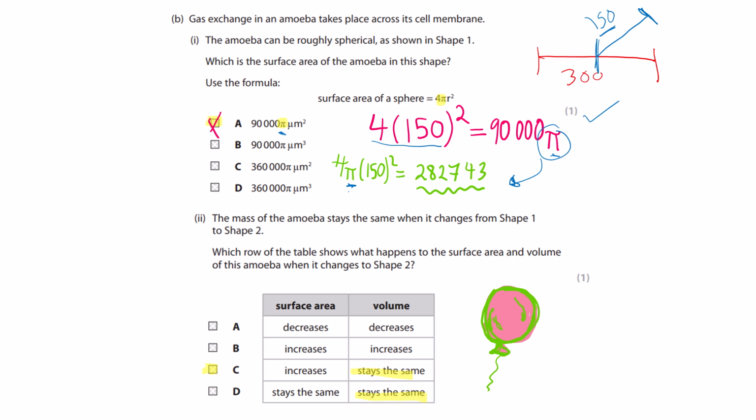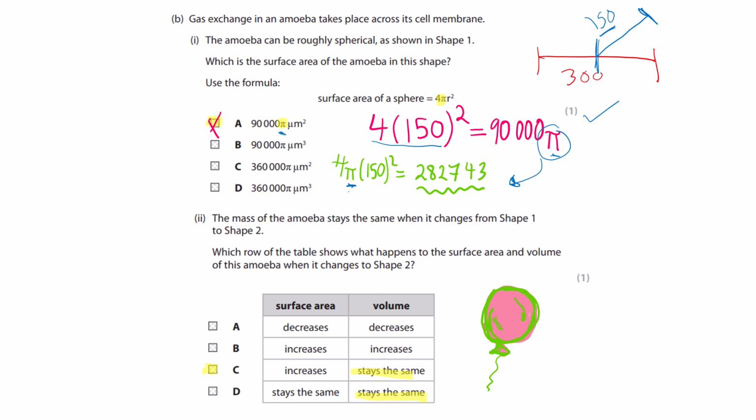Now, question double I, the mass of the amoeba stays the same when it changes from shape 1 to shape 2. Which row of the table shows what happens to the surface area and volume of this amoeba when it changes to shape 2? They always like to bring questions about surface area and volume. This is like a repeated idea in IGCSE and in A level as well.